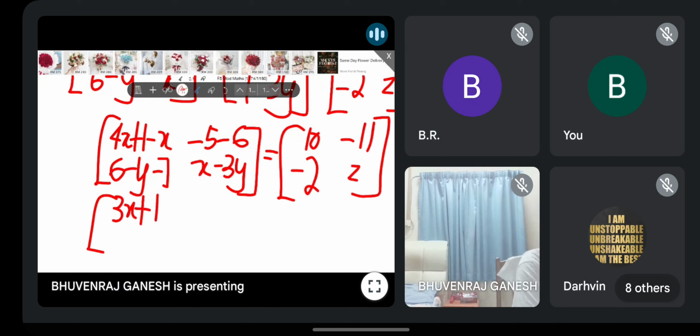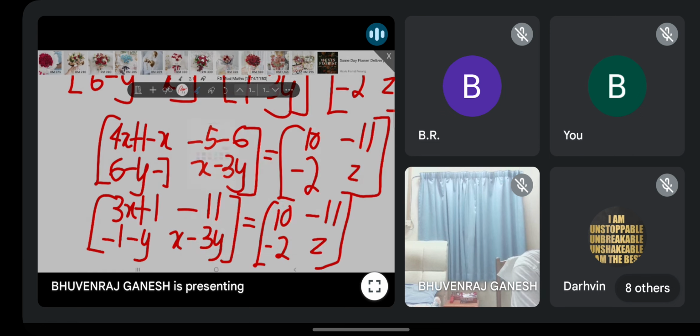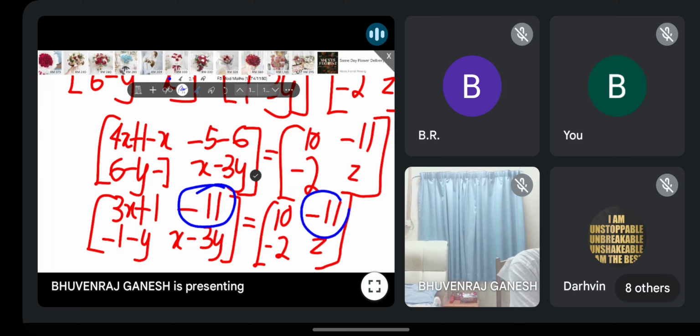Okay. So then negative 1 minus y, negative 11, x minus 3y. Okay, this is how you simplify, and then you can directly compare. So guys, what is one way to check you are doing your matrices correctly? Very simple. Can you see that you get negative 11 here and also negative 11 here? So this shows that your working is correct already. You should be able to get the same number on the same row and column.